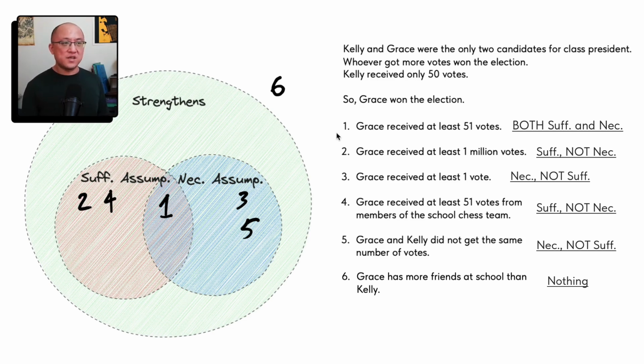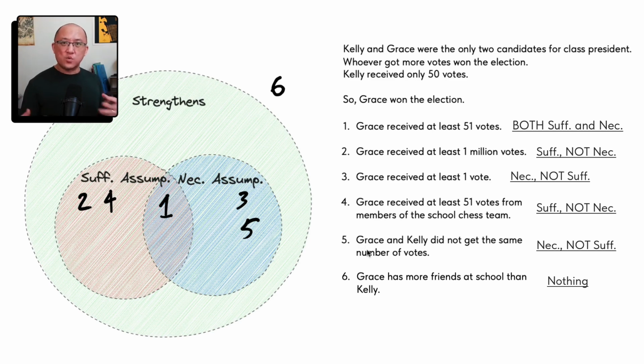For number 1 here, if you can tell that this is a necessary assumption, then anything else that must be true based on Grace received at least 51 votes would also be necessary. That is why something like number 3 is necessary. That is why something like number 5 is necessary. Because if Grace received at least 51 votes, she got at least 1 vote. And also, she would have had a different number than Kelly, who got only 50 votes.